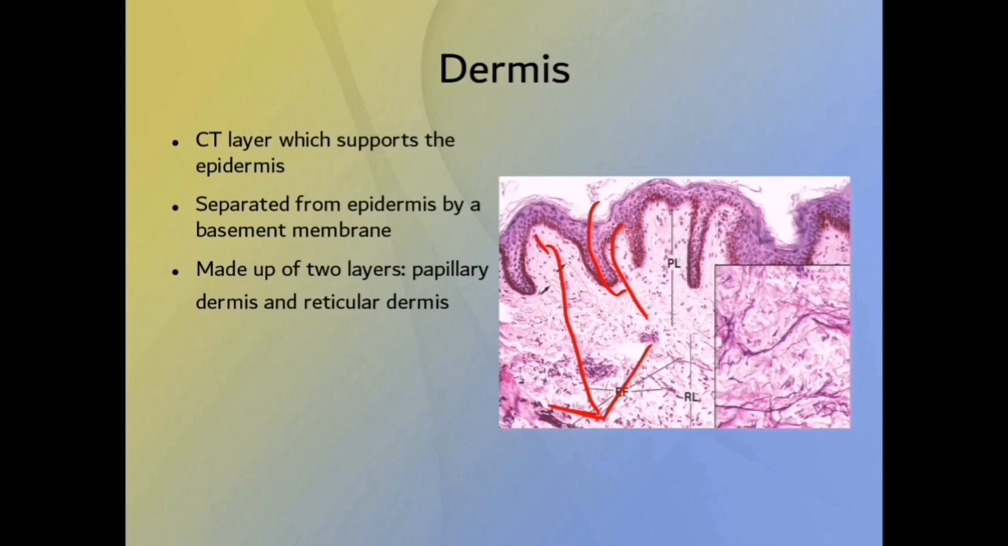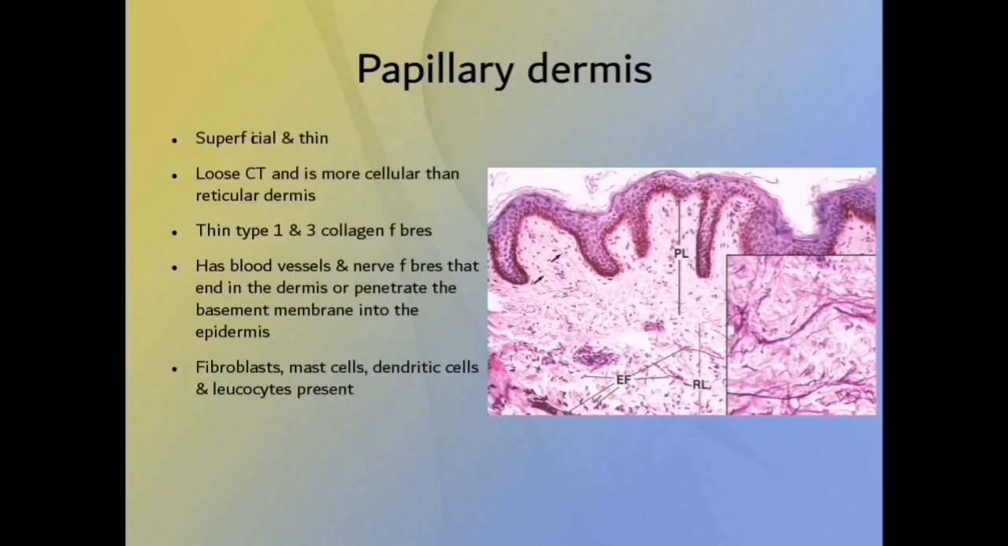So the dermis is mainly composed of two layers whose boundary is not clearly seen. The first layer is the papillary layer, which is the superficial one, and then the second layer is the reticular layer, which is the deep layer. Okay, so let's now look in closer detail.